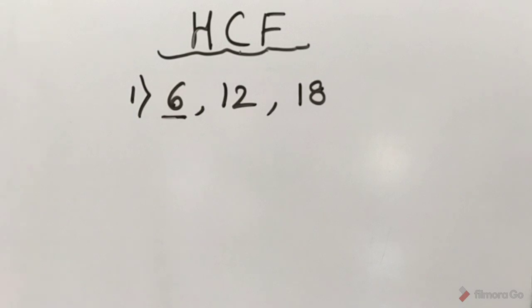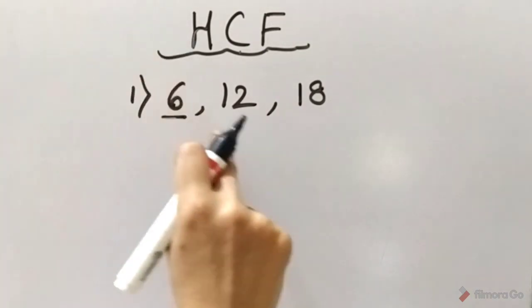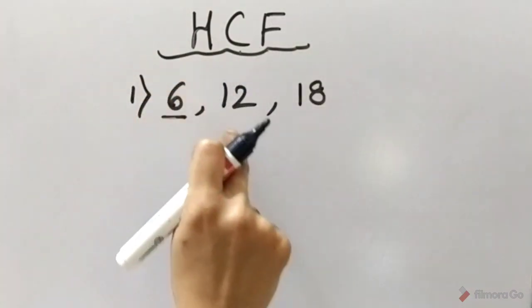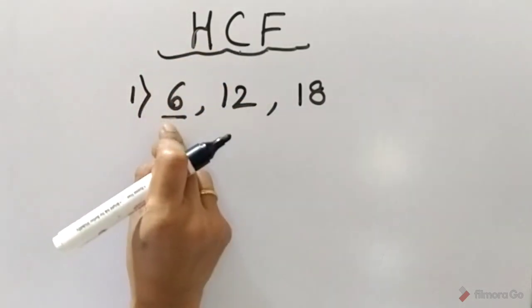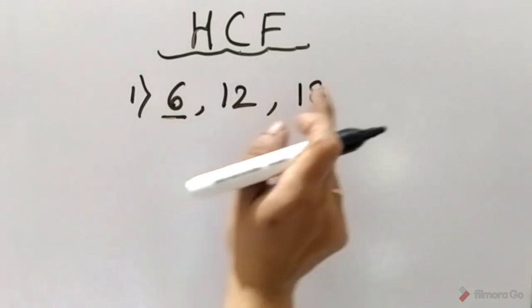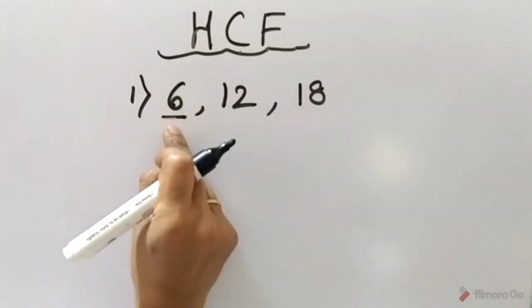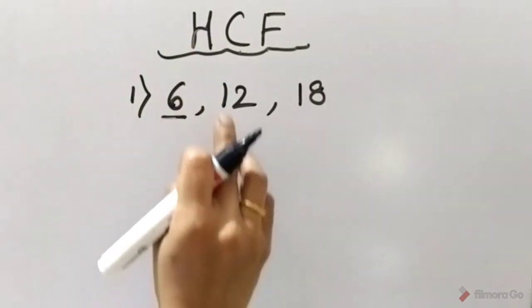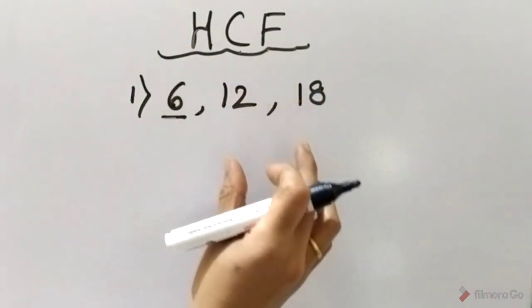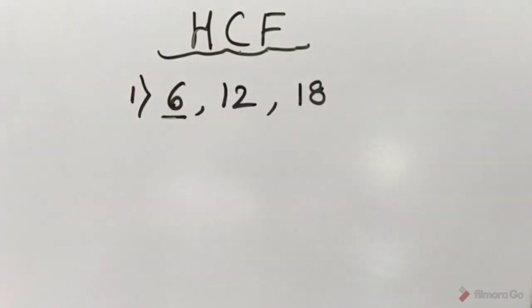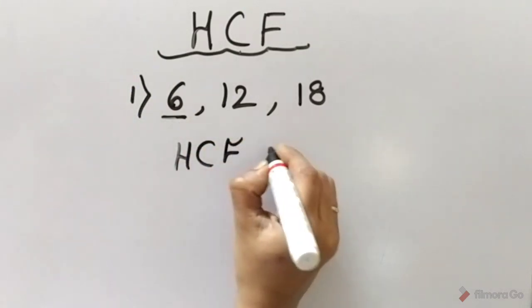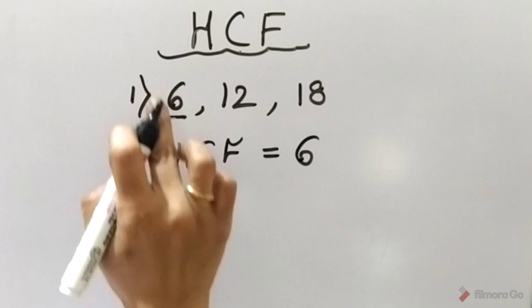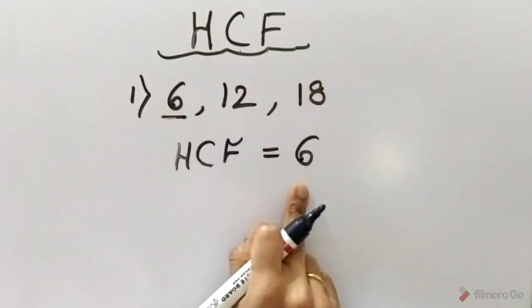Once you select the smallest number, in the second step you have to check whether the remaining numbers from the group can be divided by the smallest number. If you check 12, you can divide it by 6 because 6 2s are 12. And 18 also you can divide it by 6. Means when the numbers from the group can be divisible by the smallest number, then that smallest number is itself the HCF for that group. Therefore, the HCF for 6, 12 and 18 is 6.